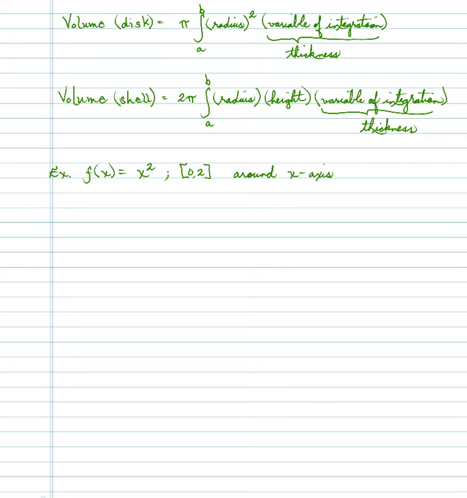Let's draw this first. If we draw this, we get an image like this, and this is our x squared function. Let's say that this point here is 2. This inside area, all of this stuff here, is my region.